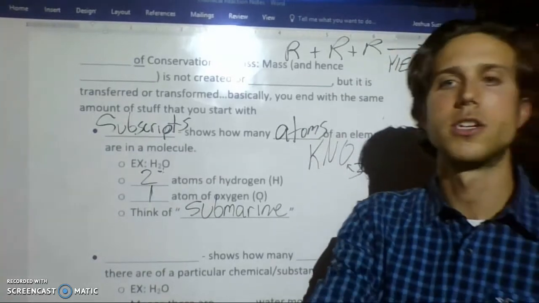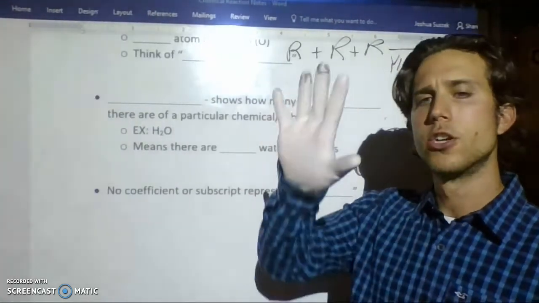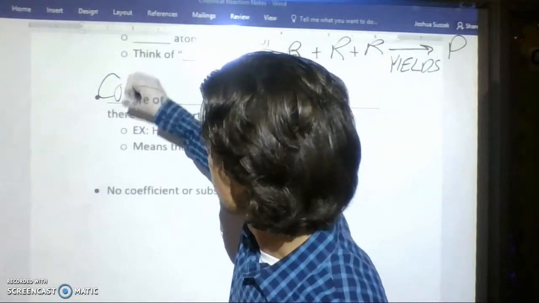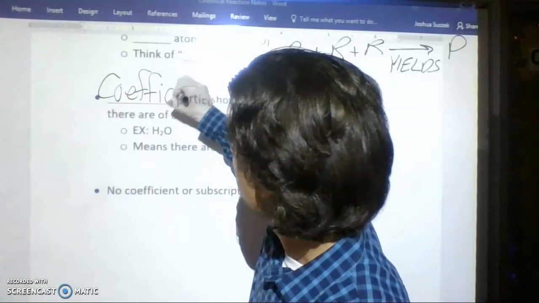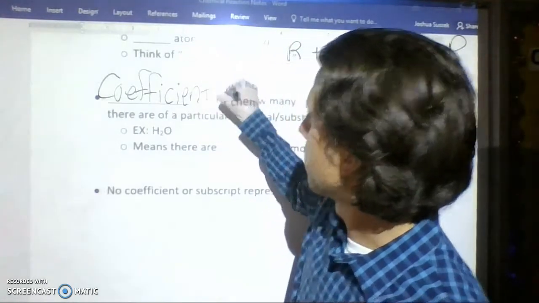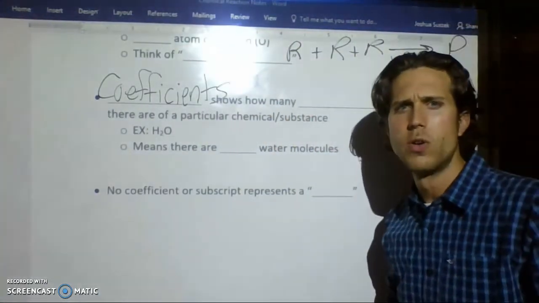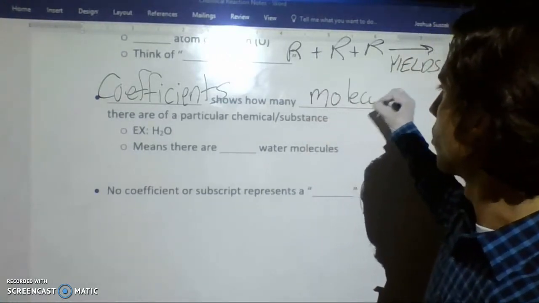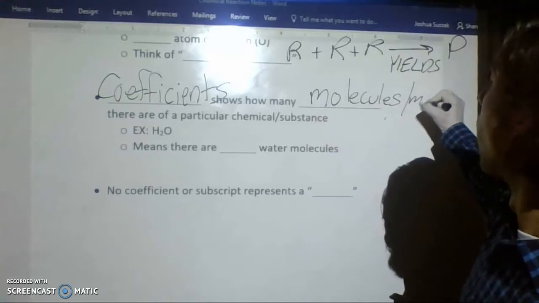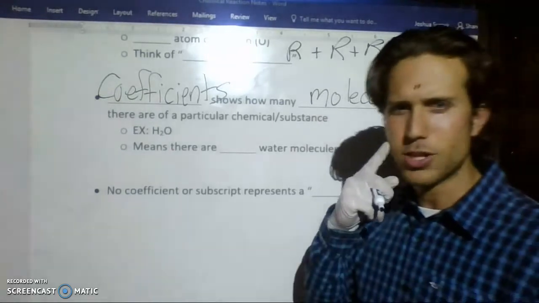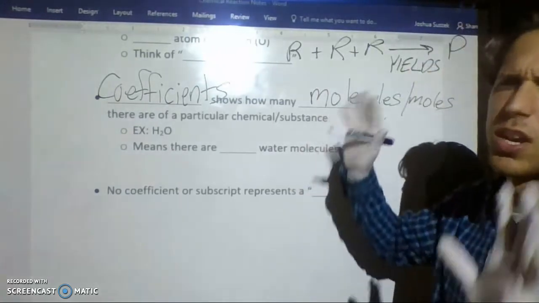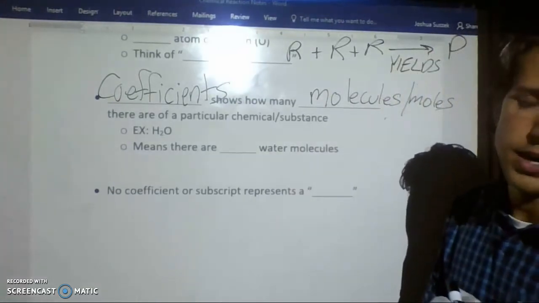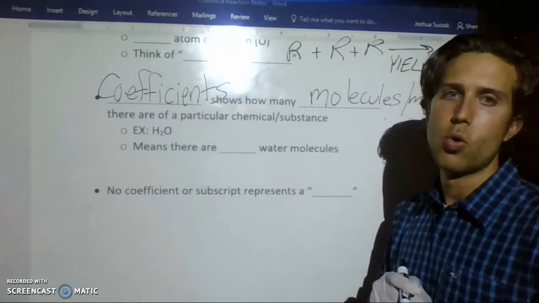All right, let me pause here. From subscripts to the larger coefficients, ladies and gentlemen, the coefficient. Remember to write neatly because you have to be able to read this. The coefficient shows us how many molecules, or moles. You'll talk about moles in high school chemistry, so for simplicity's sake, we'll just say molecules that are in a particular chemical or substance.